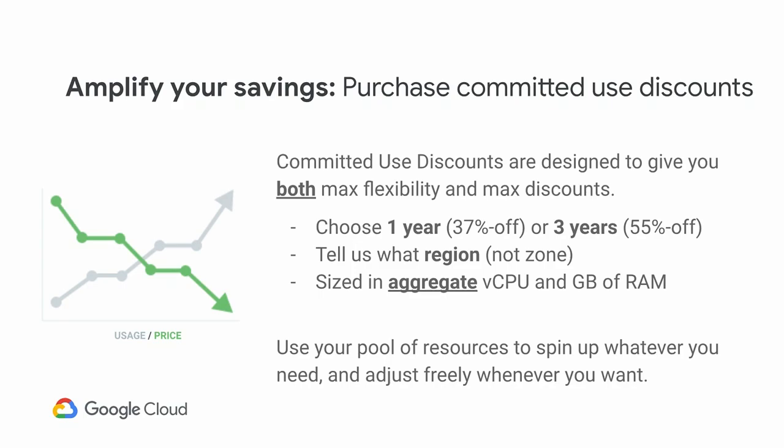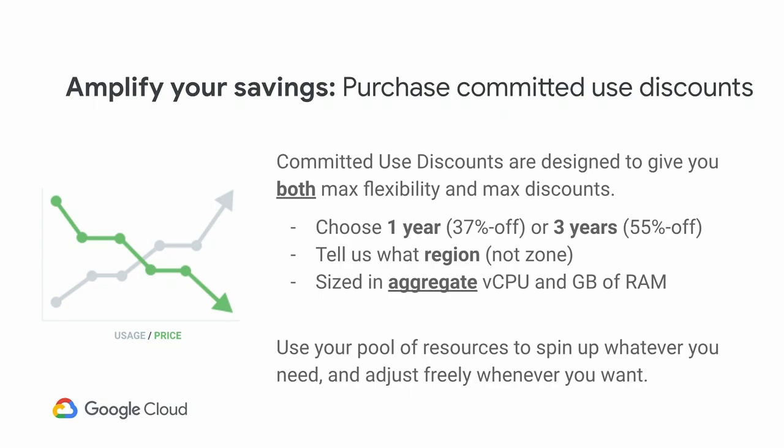And in those scenarios, you should be able to get an even lower price or a bigger discount. And so for that, we have something called committed use discounts. The idea with committed use discounts is, in exchange for a 1 or 3 year commitment, you get a deeply discounted price. For 1 year, you'll get 37% off, and for 3 year, you get 55% off. And we've tried to make committed use discounts very similar to sustained use discounts in terms of flexibility and fairness.